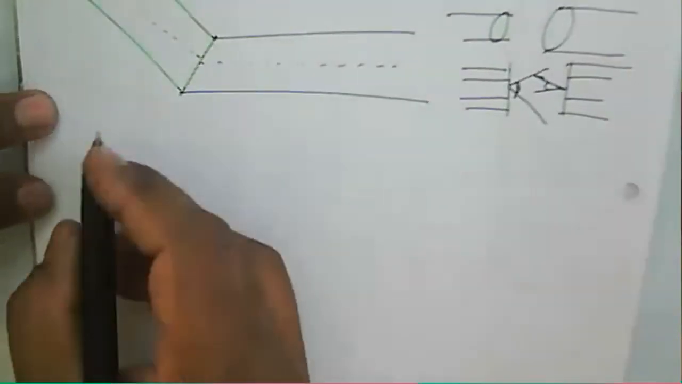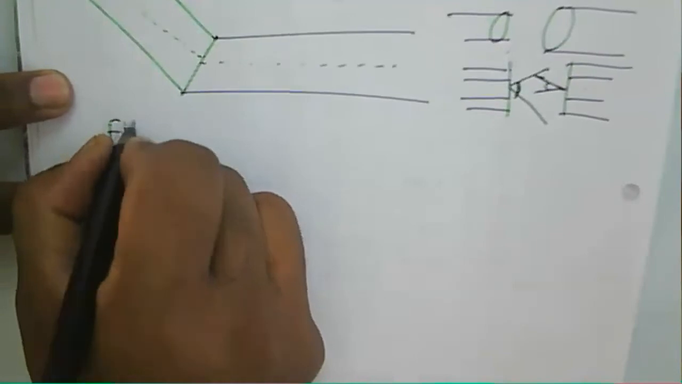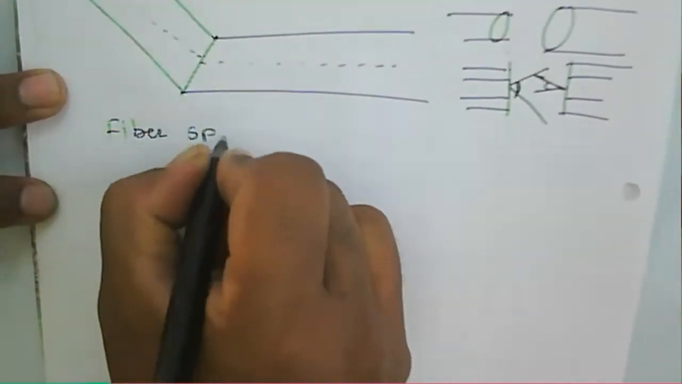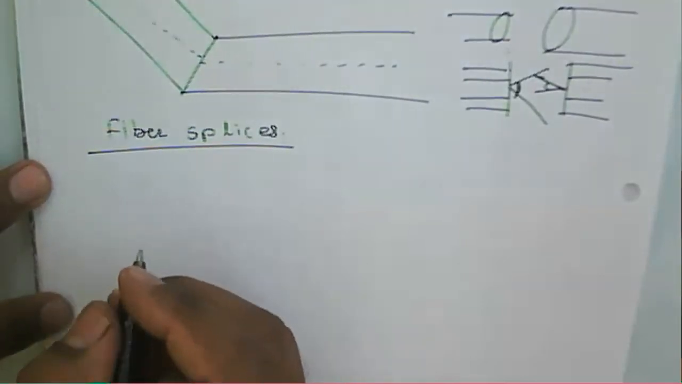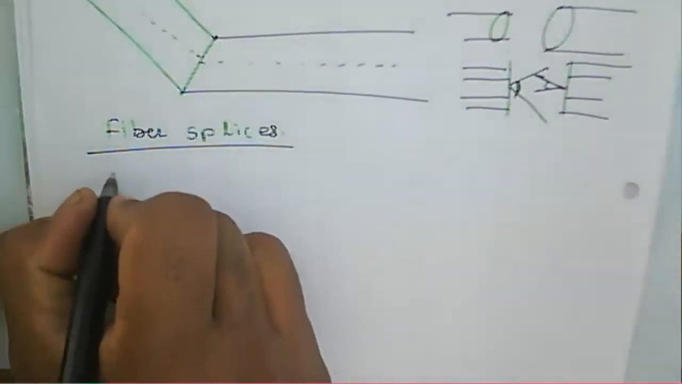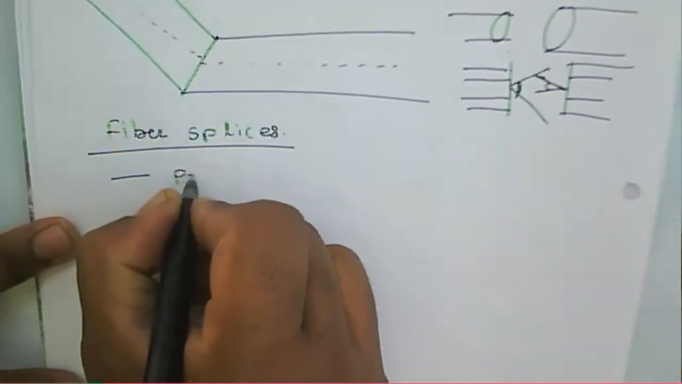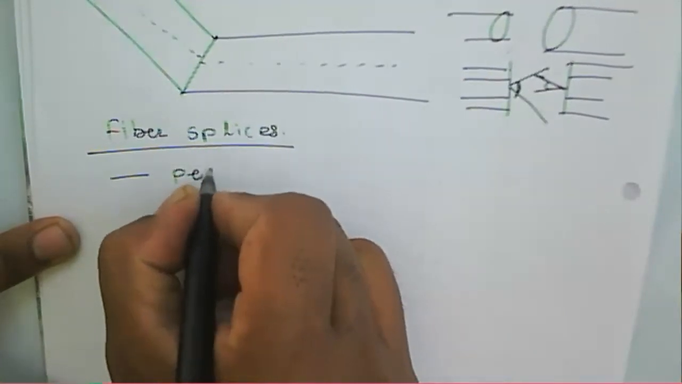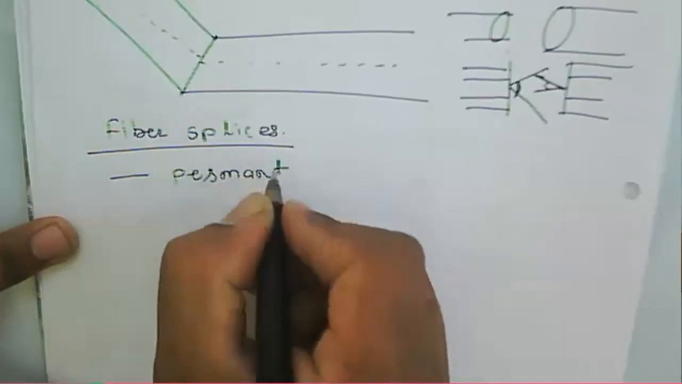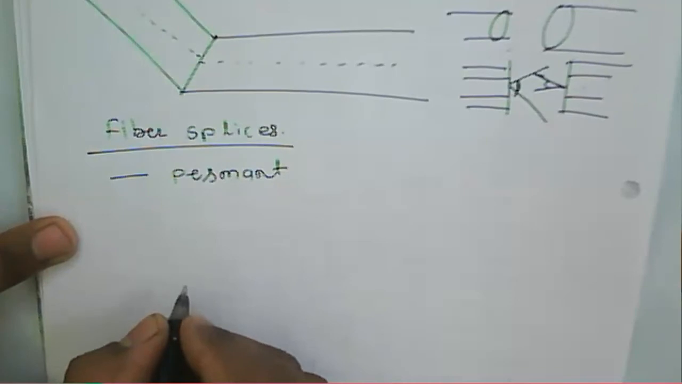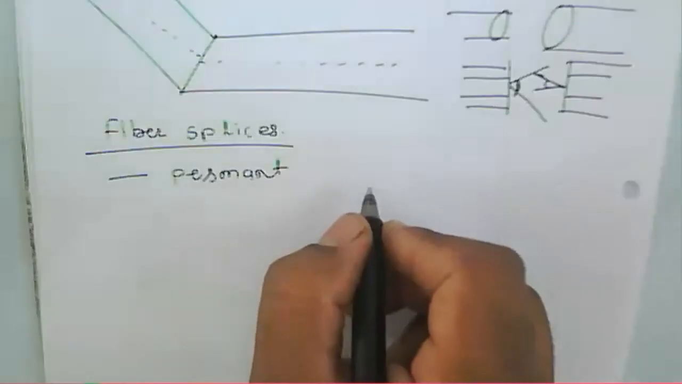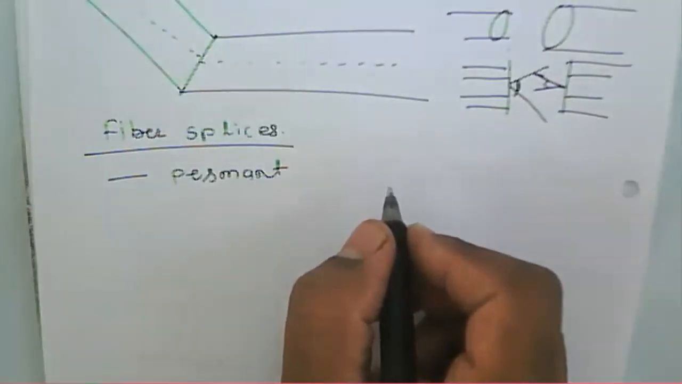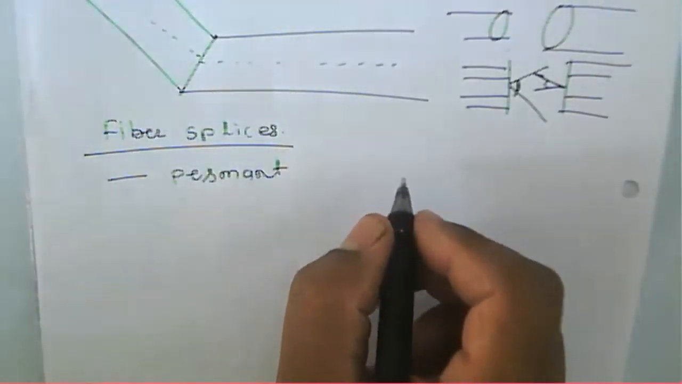So we use a technique to connect the fibers, called fiber splicing. Joining two fibers using the splicing technique is permanent in nature. Permanent means two fibers are connected permanently by soldering or by heating. So we can connect the two fibers.